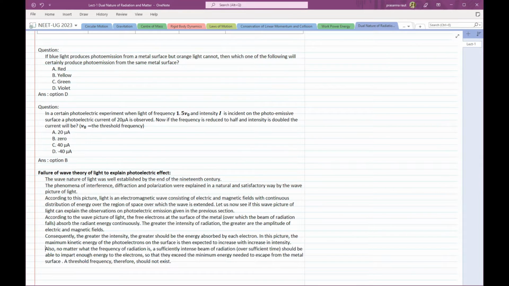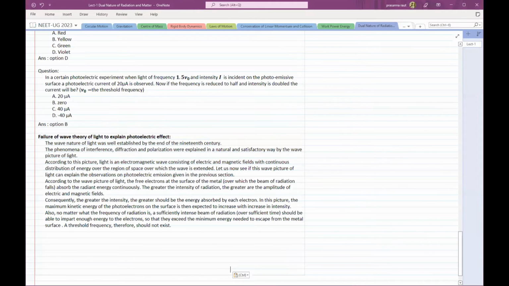Also, no matter what the frequency of radiation is, a sufficiently intense beam of radiation over sufficient time should be able to impart enough energy to the electrons so that they exceed the minimum energy needed to escape from the metal surface. Hence a threshold frequency is not necessary. So there should not be any frequency condition, because irrespective of frequency, whatever energy you supply depends on intensity. But practically it does not happen like this, right? What actually happens we have observed above. So let's conclude this part now.